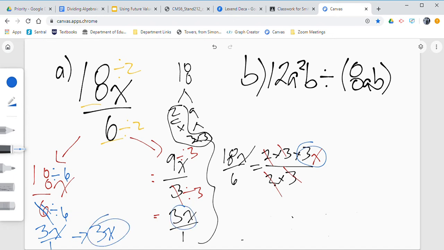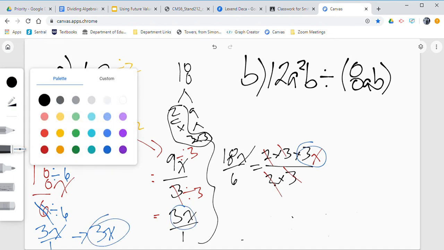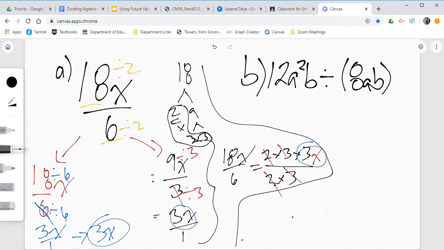So there's a couple of ways to approach these. Personally, I find this way a little bit hard because you have to know how to make the numbers. I find some of these a little bit easier. So, I give you 12a squared b divided by 8ab, and my 8ab is in brackets.